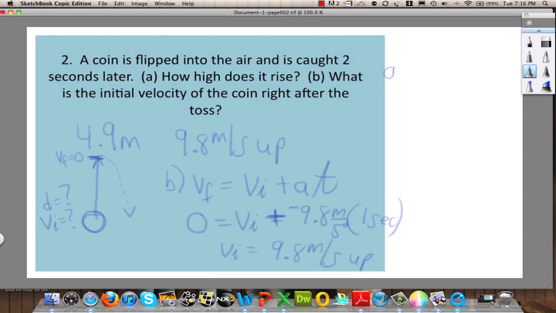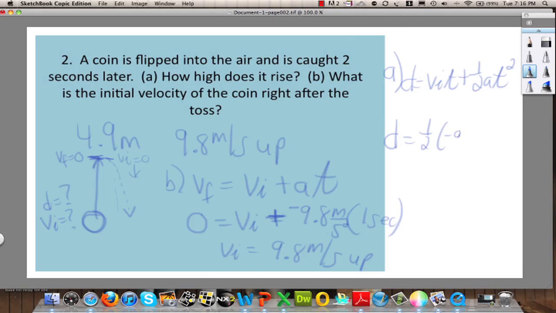Now I'm going to go back to A. I decided to do that because I can use the VI now in my equation, but I can also tell you this. We could also say that on the way back down, it fell the same distance that it rose. So the initial velocity on the way back down is 0 as it's going down. So we can use D equals VIT plus 1/2 AT squared. I'm going to find out how far it fell, which would be the same as how high it rose. So D equals, well, on the way back down the VI is 0, so this whole term is 0.